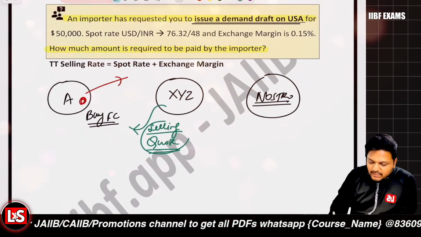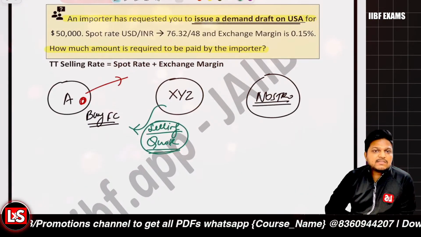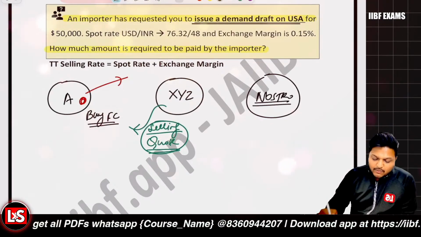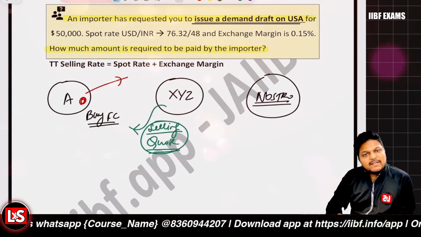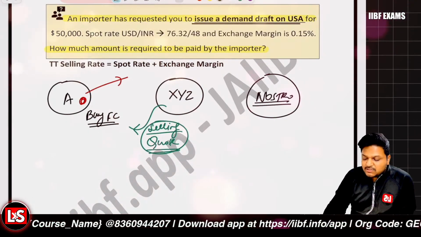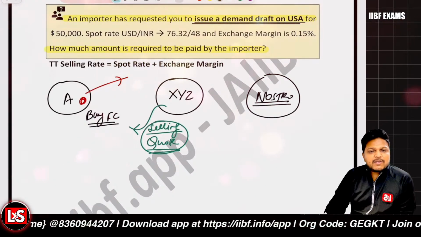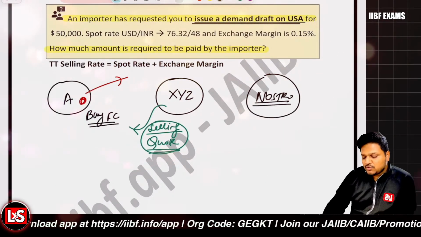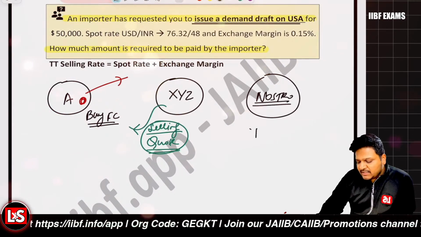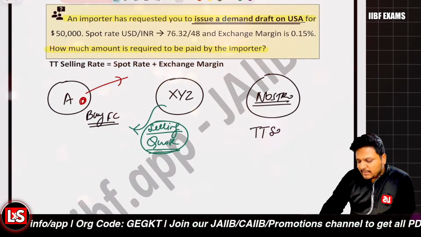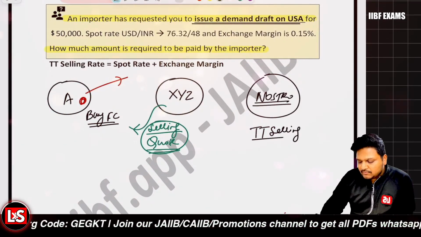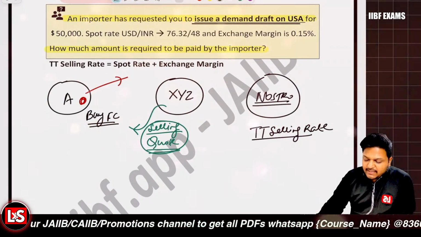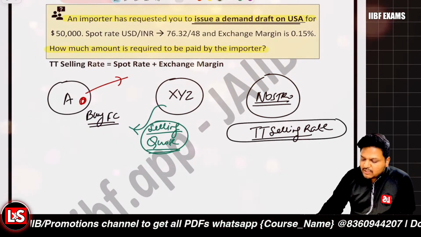So the bank will be giving what cost? The bank will be giving the selling cost, right? Now the bank is giving the selling cost. We know the selling rate is applicable. Now is there any delay in this particular transaction? No, there is no delay in the transaction. So we now know that it's a TT selling rate that will be applicable. And whenever we are talking about the TT rates, no forward points are to be looked into.